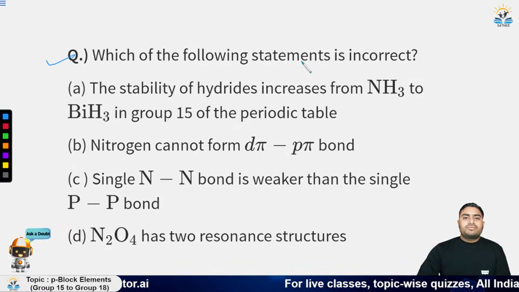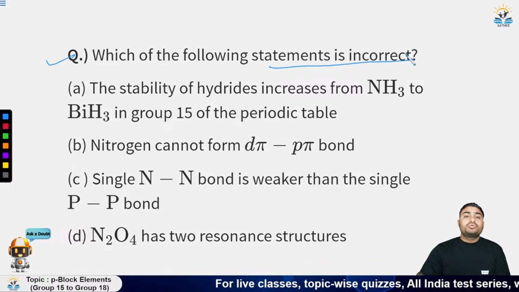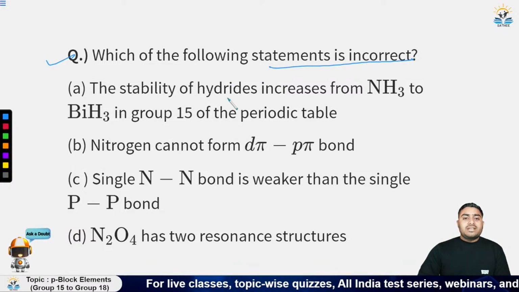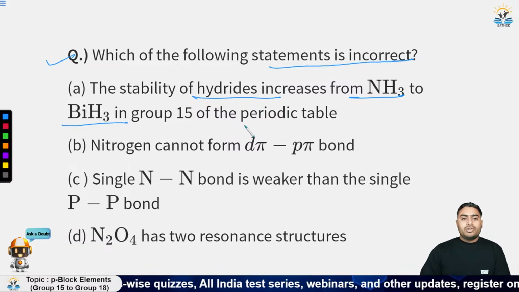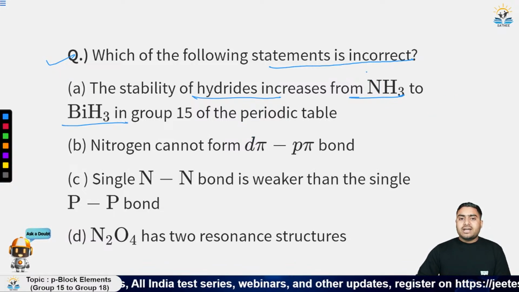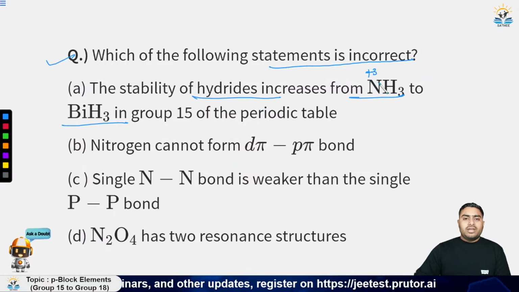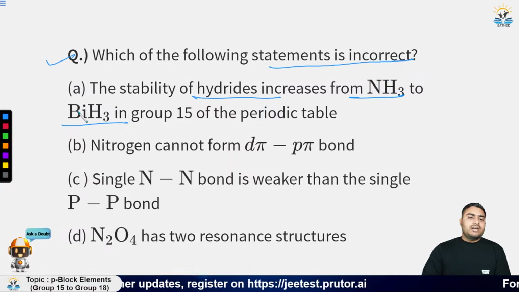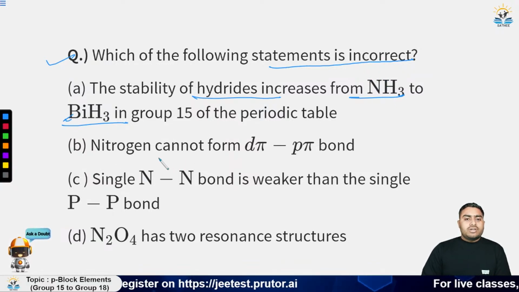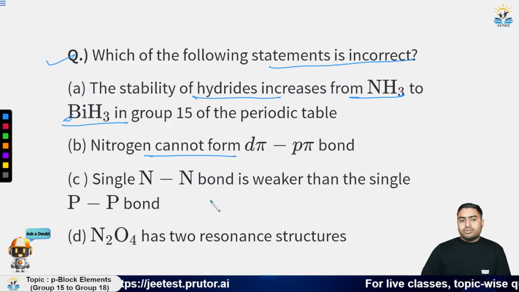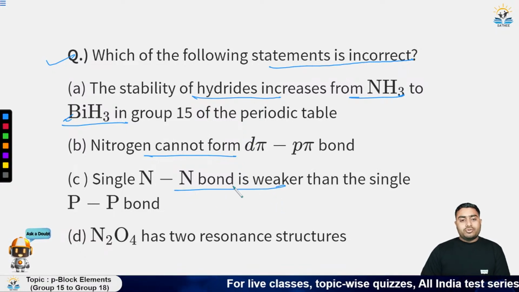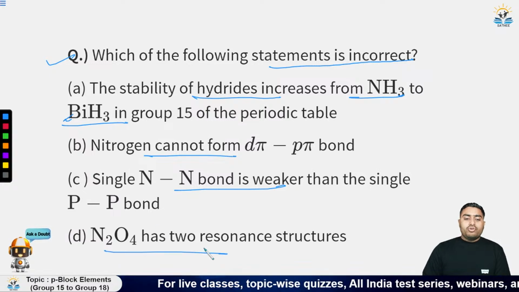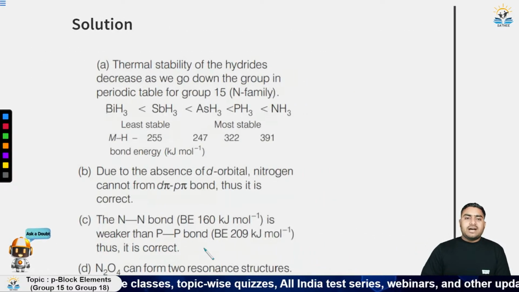Next question: which of the following statements is incorrect? You have to choose the incorrect statement. The stability of hydrides increases from NH3 to BiH3 in group 15 of the periodic table. That means the question is saying that here it is in +3 oxidation state, here it is in -3 oxidation state, and similarly for Bi. Nitrogen cannot form d pi p pi bonds. The single N-N bond is weaker than the single P-P bond. So this is correct, we know very well. N2O4 has two resonance structures. So let's see the answer.